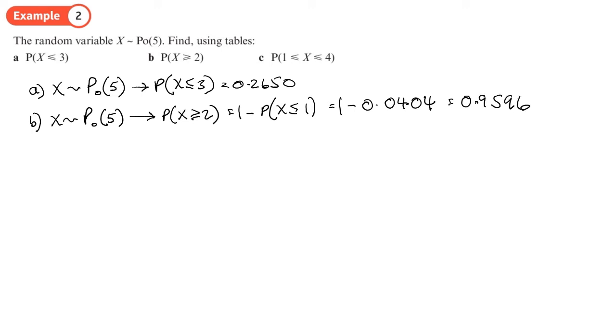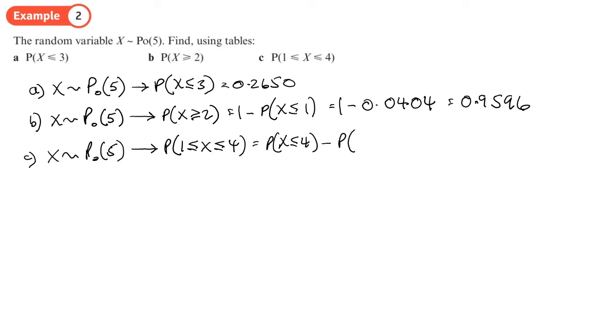0.9596. And the last one, C, still have Poisson distribution with a parameter lambda 5. We want to find the probability of x being between 1 and 4, including 1 and 4. So we have to find the probability up to 4 and take off the probability up to the number we don't want, which is 0. So you could either write less than or equal to 0 or probability that x equals 0, because that's only one value. So you could use the formula there if you wanted.